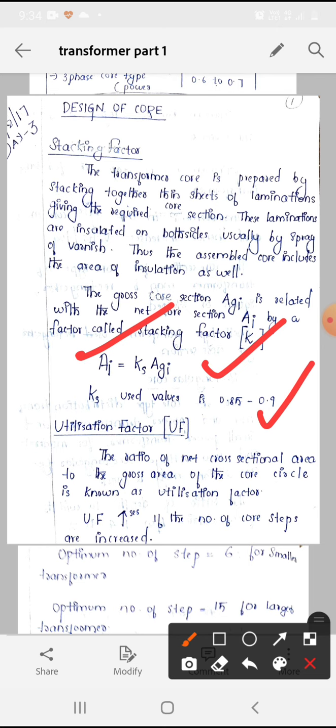Okay, so moving on to the theory section, just read this. The transformer core, normally you all know what stacking is.